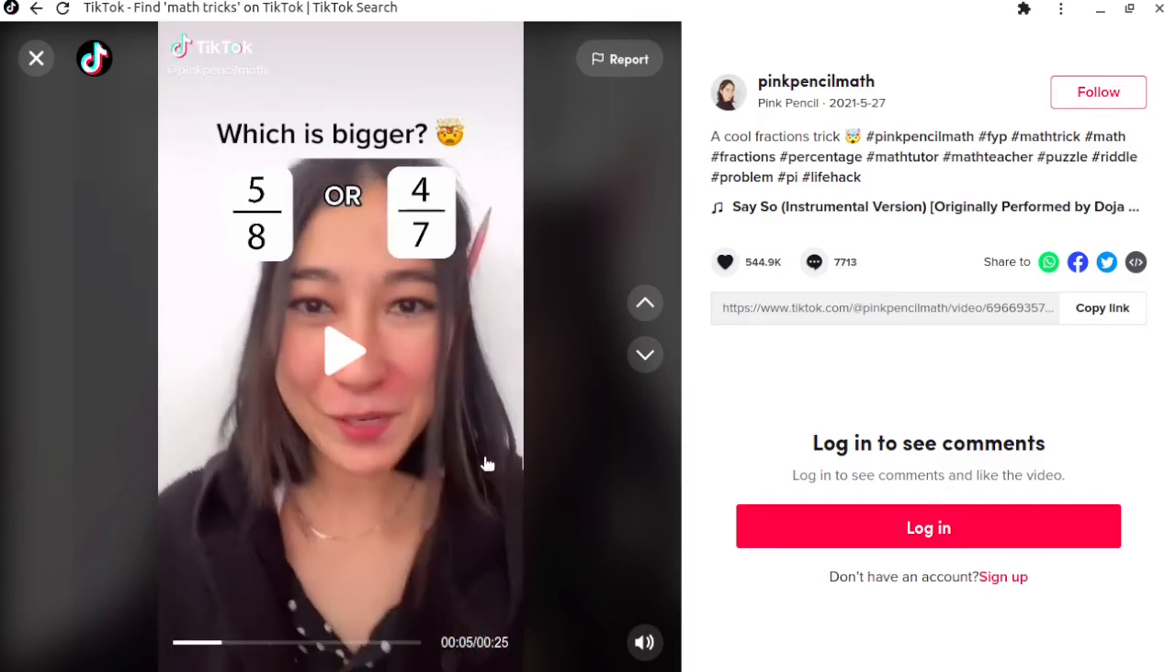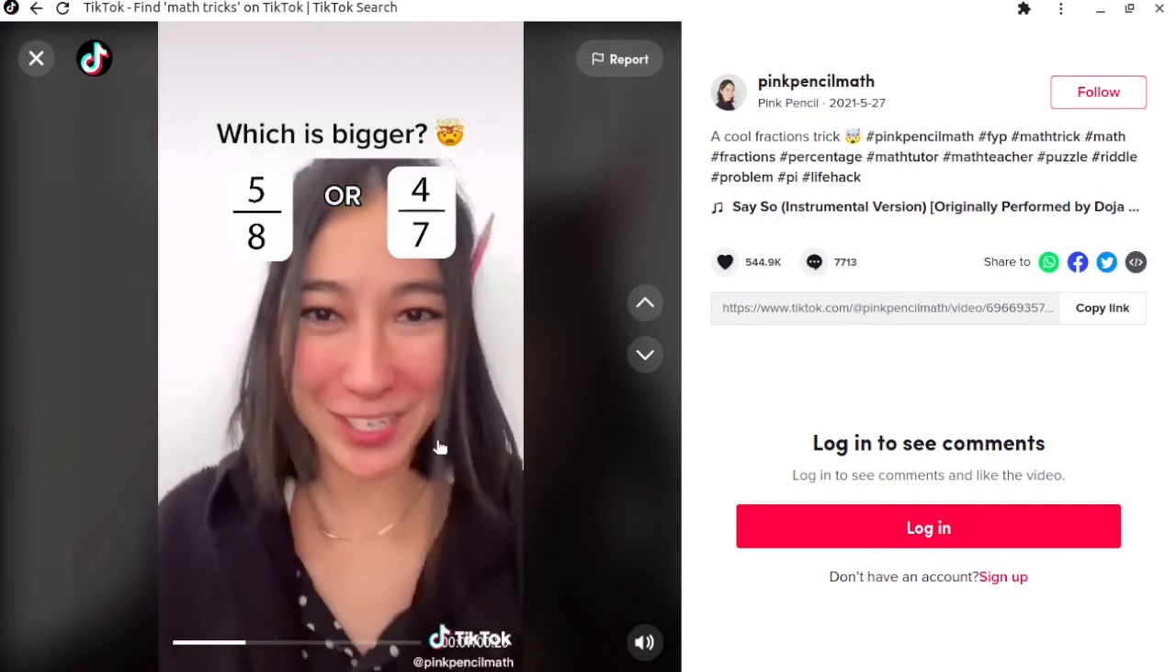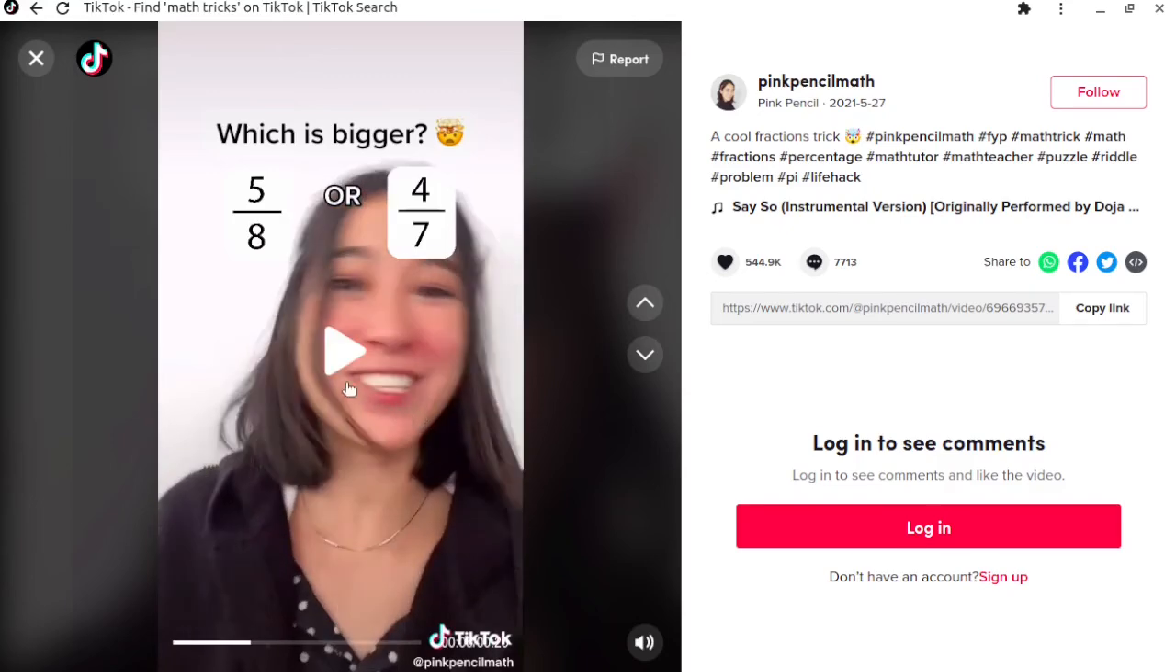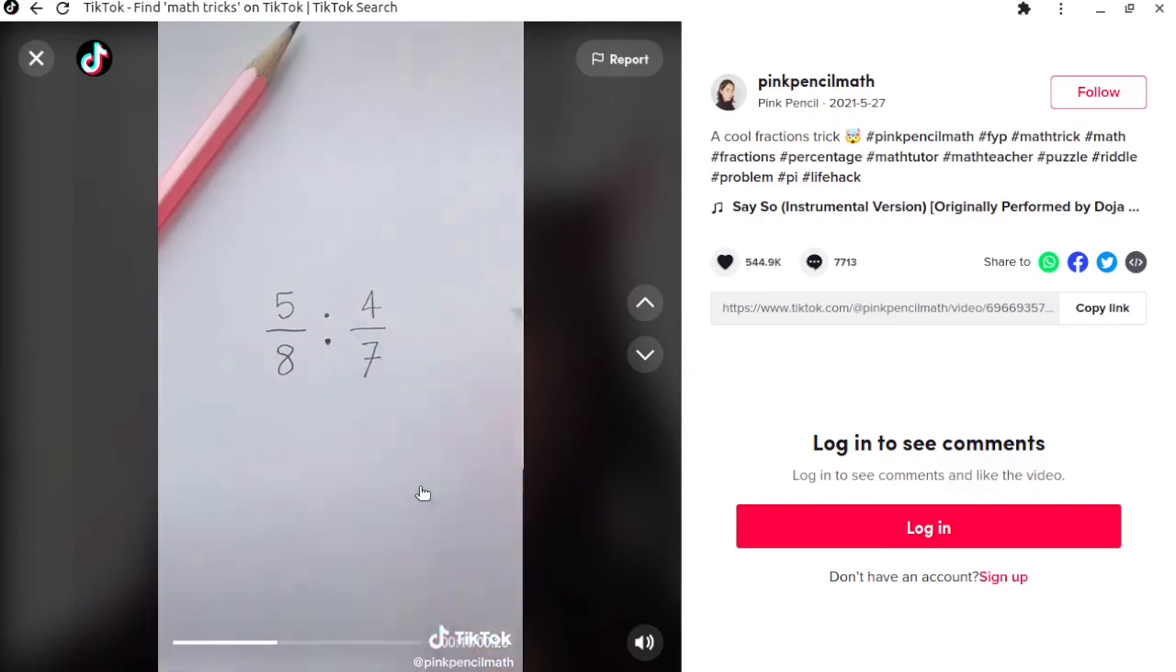Very interesting and strange hand movements there. How to do this in your head for any fractions. Let's check it out. Yeah, the keyword any fraction. Let's compare 5/8 and 4/7. All you need is 2 steps.